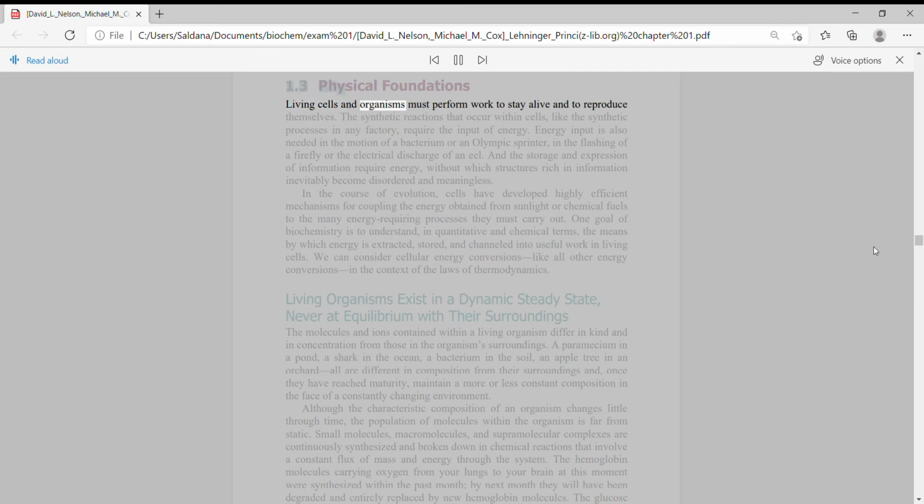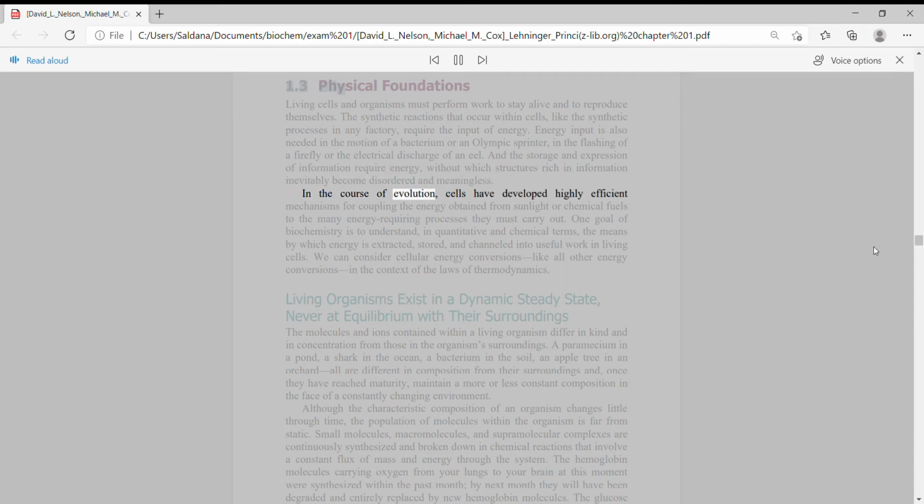Living cells and organisms must perform work to stay alive and to reproduce themselves. The synthetic reactions that occur within cells, like the synthetic processes in any factory, require the input of energy. Energy input is also needed in the motion of a bacterium or an Olympic sprinter, in the flashing of a firefly or the electrical discharge of an eel. And the storage and expression of information require energy, without which structures rich in information inevitably become disordered and meaningless.